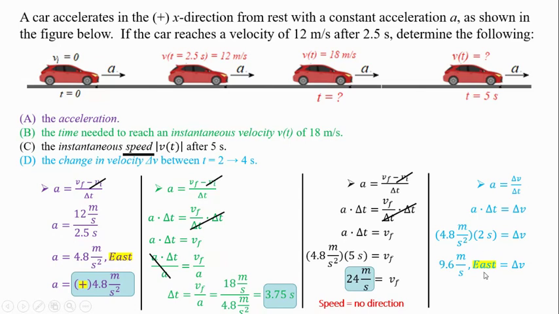And here I've chosen to include my direction because it says change in velocity, and velocity is a vector quantity. So the change is positive, aka towards the right. Okay, and that's it.